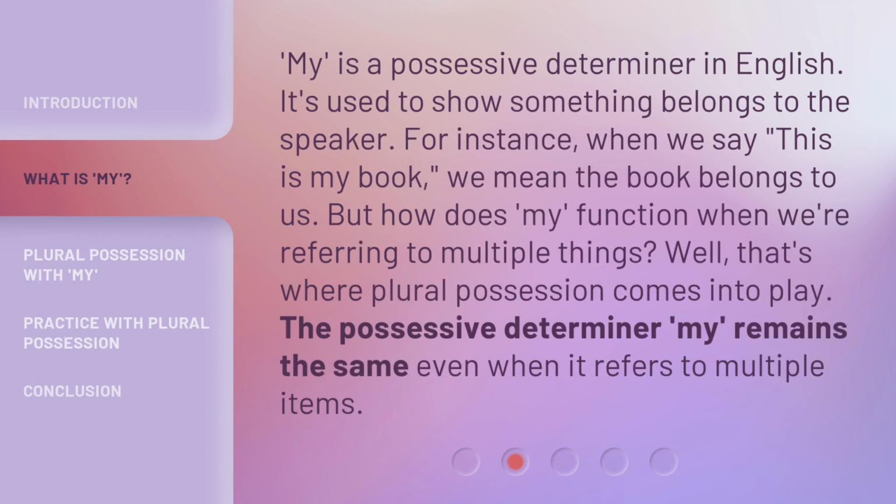My is a possessive determiner in English. It's used to show something belongs to the speaker. For instance, when we say, "This is my book," we mean the book belongs to us. But how does my function when we're referring to multiple things? Well, that's where plural possession comes into play. The possessive determiner, my, remains the same even when it refers to multiple items.